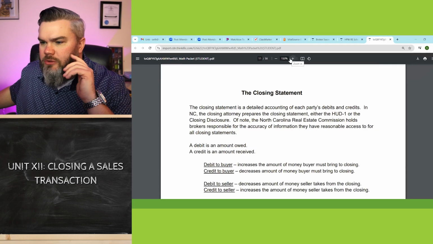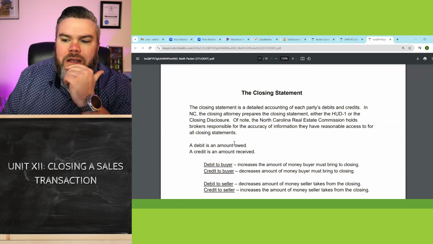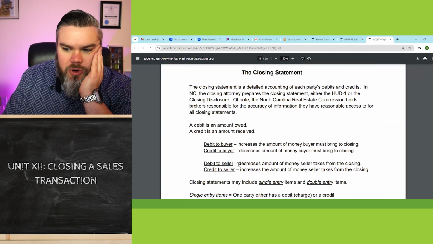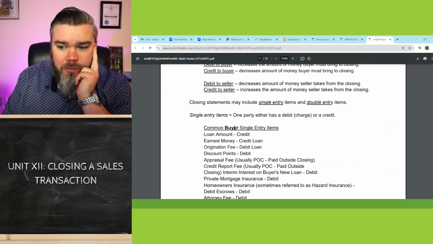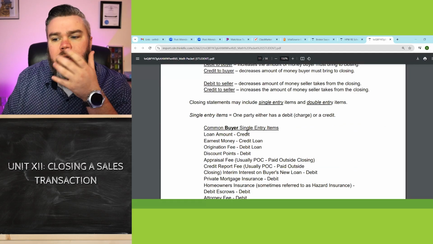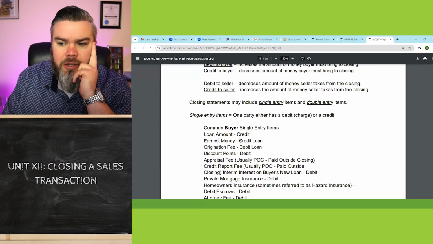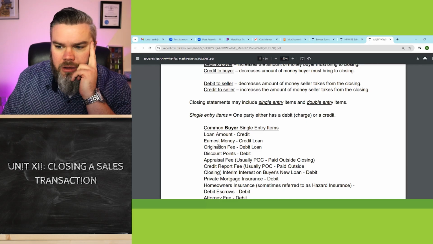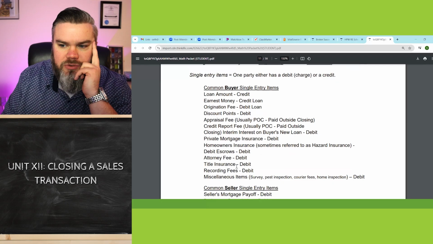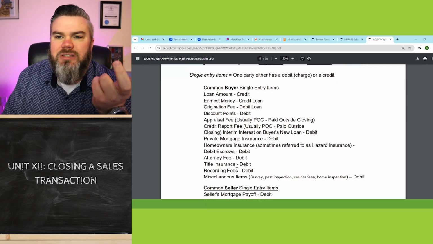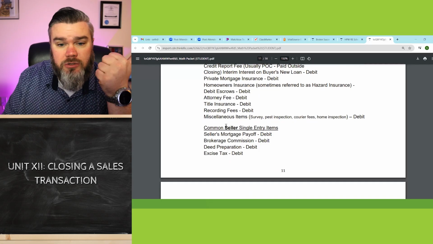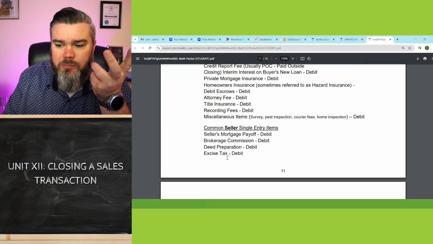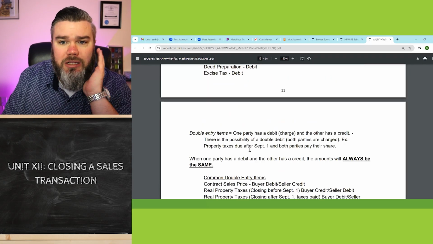Closing statement, settlement statement, closing disclosure, whatever you want to call it. And so it talks about debits and credits, and then it also tells you what costs are common buyer single entry items, meaning they only affect the buyer, not the seller. So that'd be loan amount, the earnest money, origination fee, discount points, appraisal fee, credit reports, right? It gives you this big list of things that are common single entry buyer items. Common seller single entry items: seller's loan payoff, the commissions, deed prep, excise taxes, a whole lot less there.